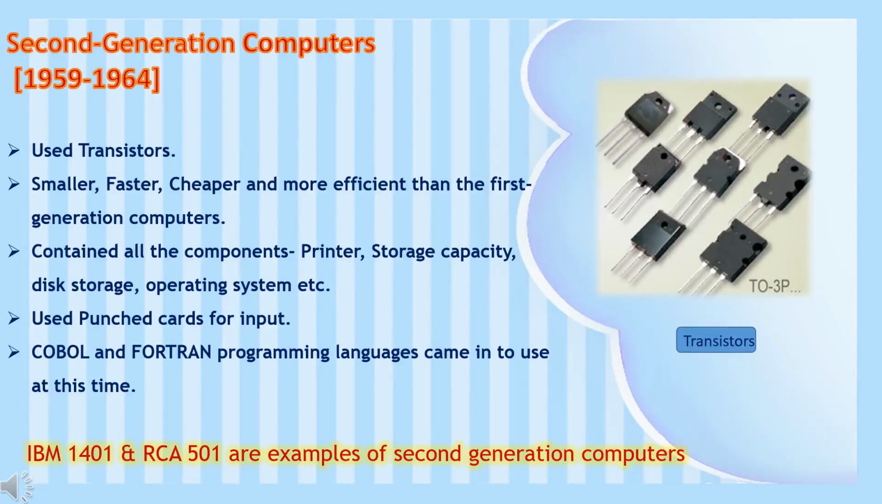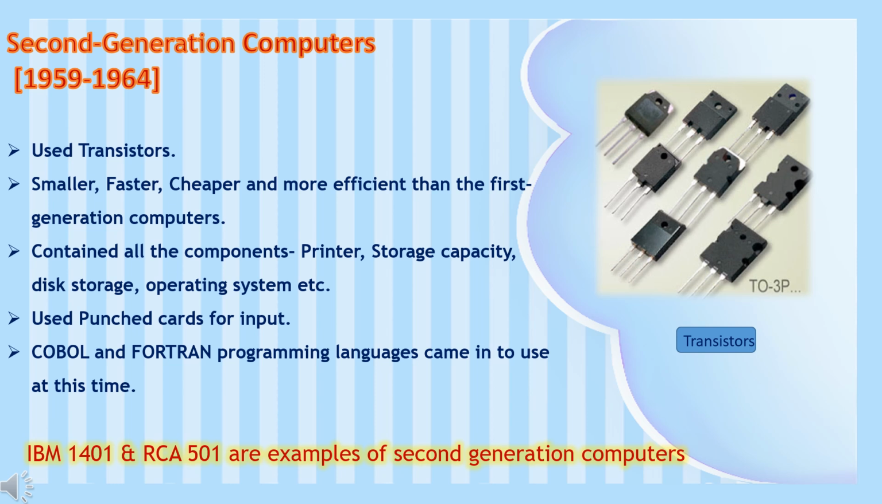Now we have learned the first generation computers, their examples and their limitations. To overcome all these limitations, second generation computers were invented. Instead of vacuum tubes, the second generation computers used transistors. They were smaller, faster, cheaper and more efficient than the first generation computers. They contained all the components that we associate with modern day computers: printers, storage capacity, disk storage, operating system, etc.